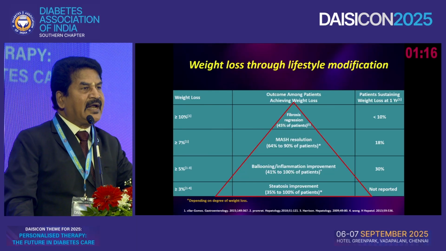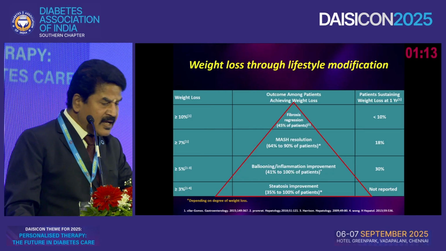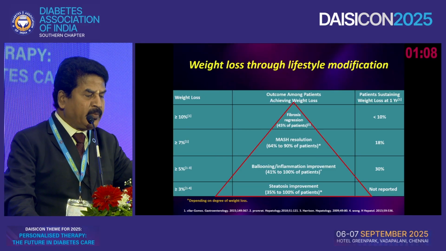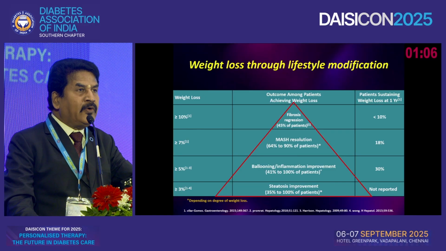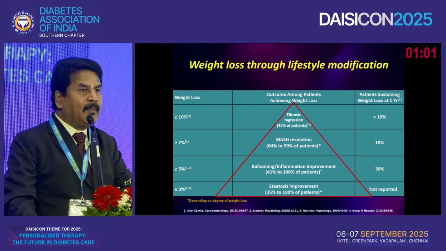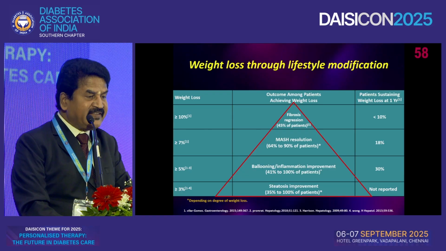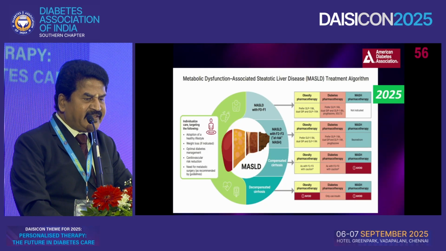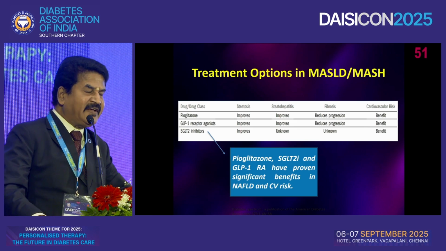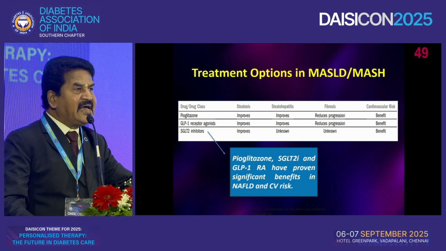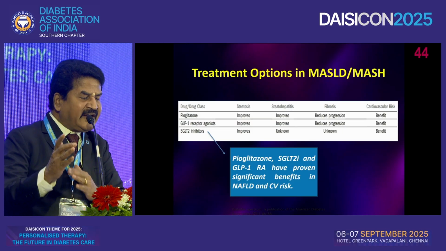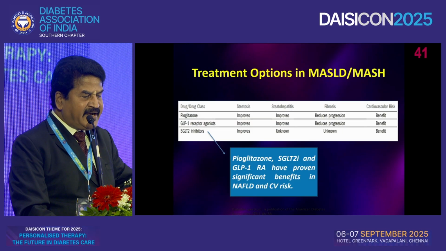So, weight loss through lifestyle modification. Even 3% weight loss leads to steatosis improvement, 5% weight loss to improvement in ballooning and inflammation, 7% weight loss to MASH resolution, and more than 10% weight loss to fibrosis regression. So, the MASLD treatment algorithm: options for MASLD and MASH are pioglitazone, SGLT2 inhibitors and GLP-1 RA. They have proven significant benefits in NAFLD and CV risk.